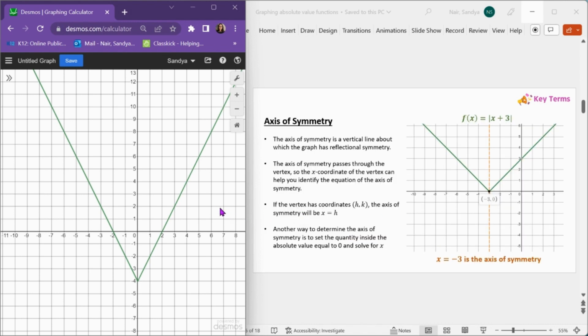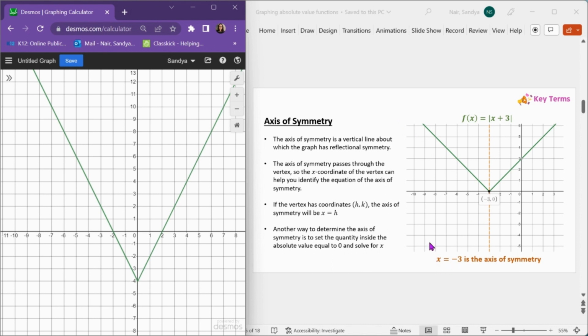So we also have the axis of symmetry. Remember, the axis of symmetry is not something that's going to show up on our graph when we graph it in Desmos. It's a line that we can draw in ourselves. It'll be a vertical line about which the graph has reflectional symmetry. And what happens is the axis of symmetry actually passes through the vertex. So the x-coordinate of the vertex can actually tell us the equation of the axis of symmetry. So for example, in this function, you can see that the vertex here is at negative 3, 0. So x equals negative 3 is going to be the axis of symmetry.